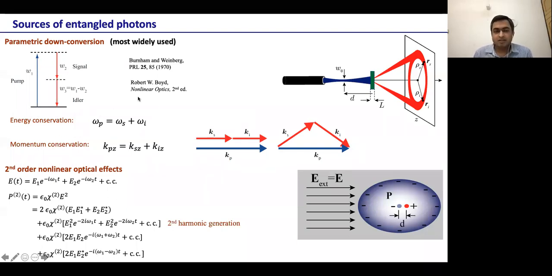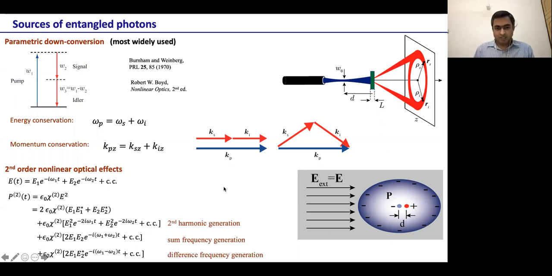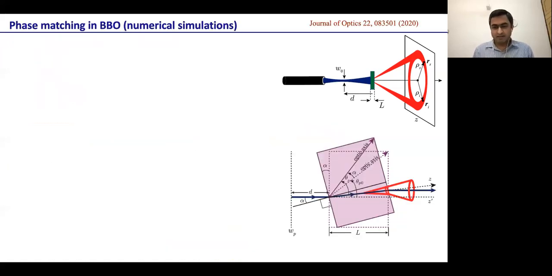Again, I haven't shown it, but these two are supposed to be entangled in position momentum, polarization, time energy, and so on. So this is one physical process by which you can generate entangled photons. Whether it is entangled in polarization, time energy, or position momentum, one has to do certain things to make sure that you do have entanglement in those directions.